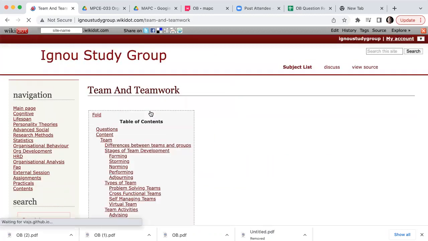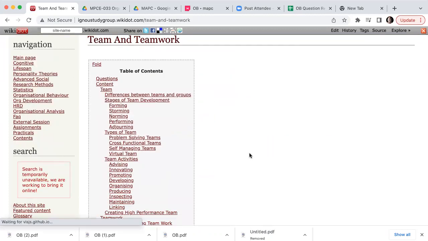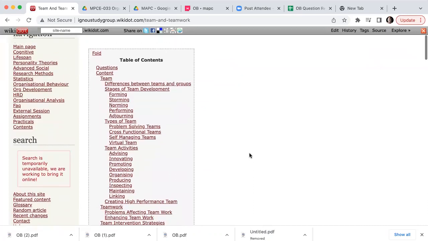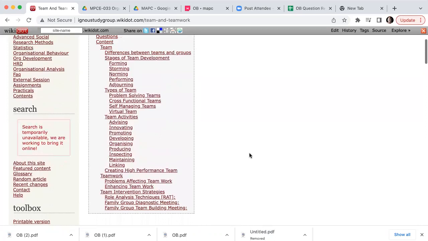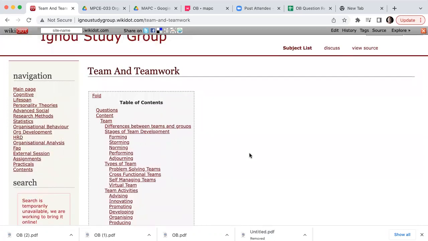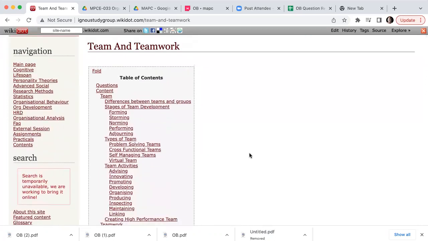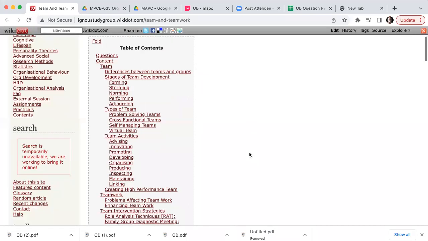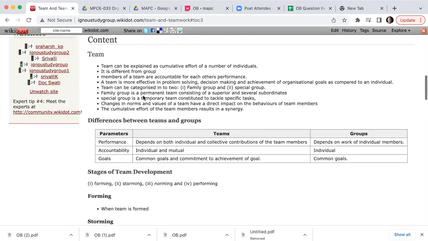Now we are going into the second unit, which is team development and teamwork. This talks about, first, what a team is. I think all of us know what a team is, and I don't think we really need to discuss it, but we are going to discuss the differences between teams and groups.